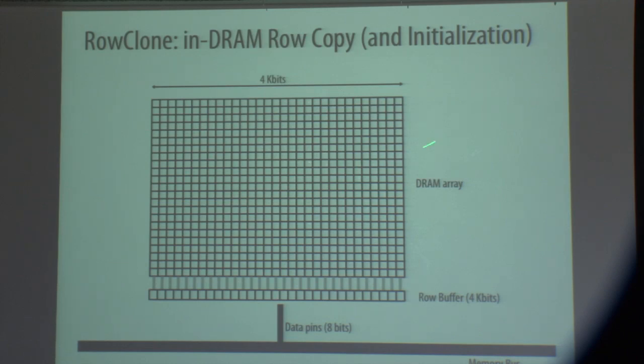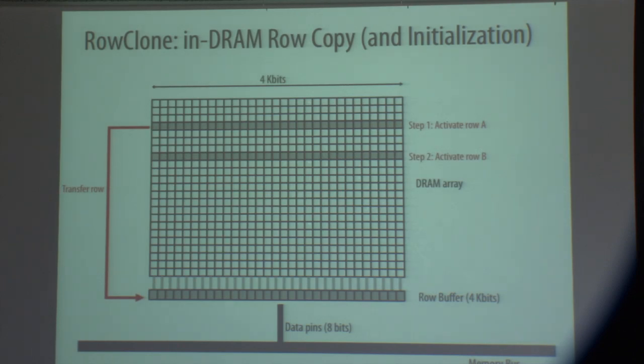If you want to copy one page to a destination page in the same subarray, we can first activate the source page, row A. This transfers the row into the row buffer. And then we can activate the destination page in the same subarray. And you'll need some additional support that deactivates the source page at that time.